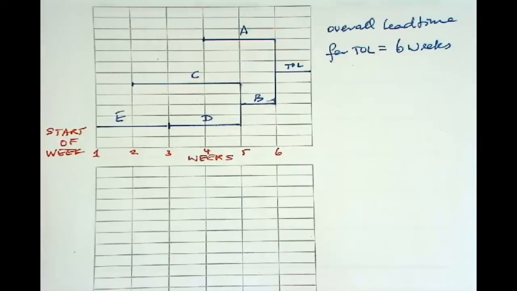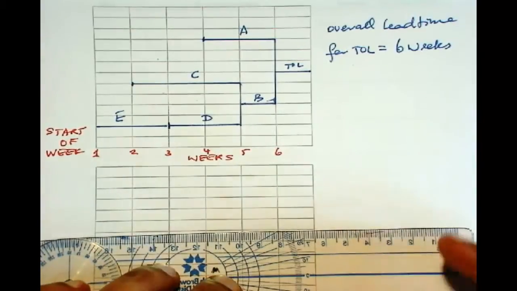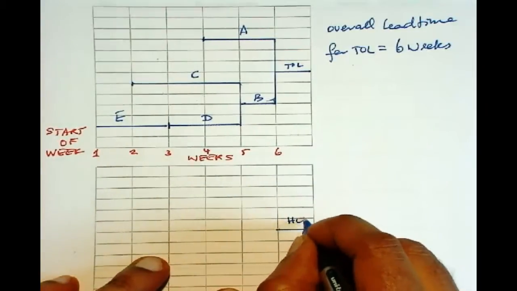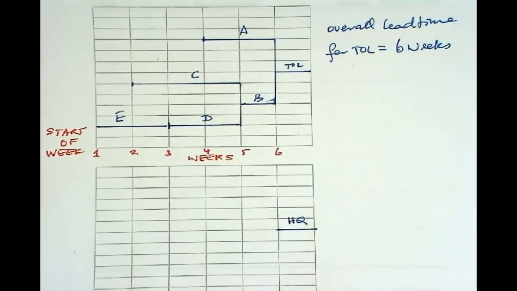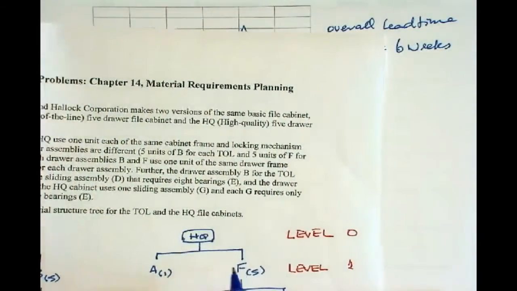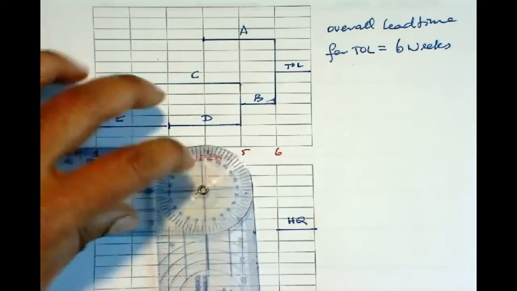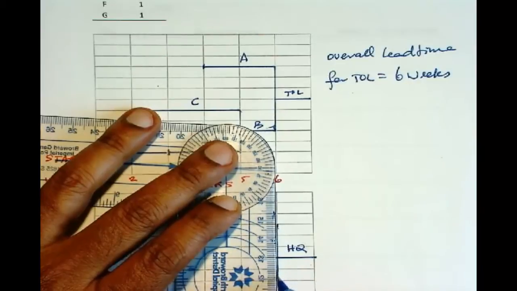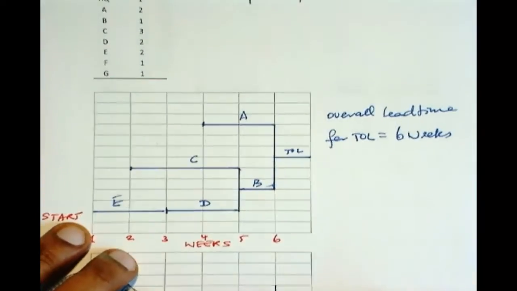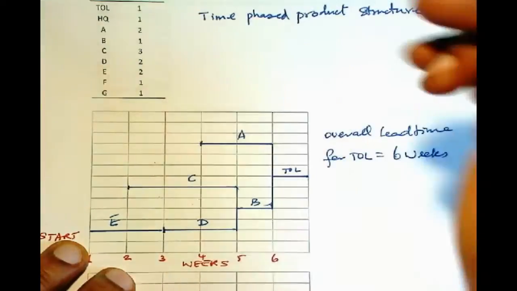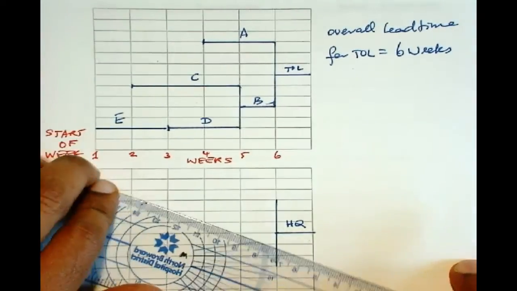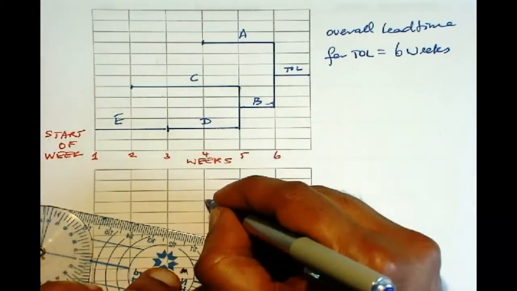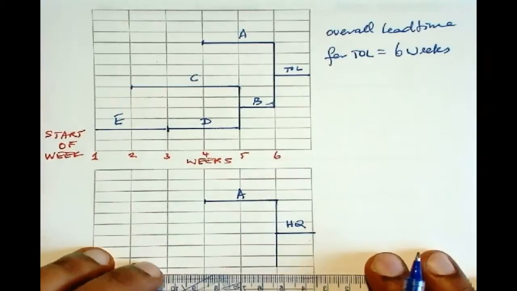Now let's do the same thing for HQ. So we'll start with HQ of 1 week, and below HQ we have A and F. So we go like that, and A is 2 weeks, F is 1 week. So A is 2, and F is 1 week.